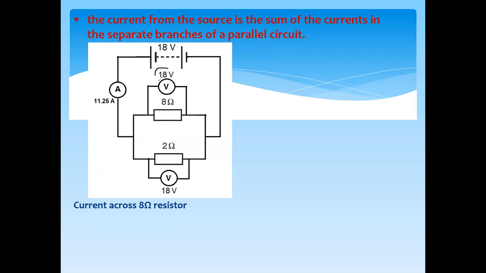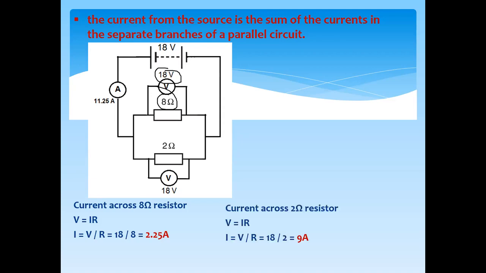As we know, the voltage is 18 and the resistance is 8. So we will use the formula V equals IR. If we need the current, current is voltage divided by resistance. So voltage is 18 and the resistance is 8. 18 divided by 8 is 2.25 ampere. And if we are finding the current in the 2 ohm resistor, the voltage is again 18 and the resistance is 2. So V equals IR, or I equals V divided by R. Voltage is 18 and the resistance is 2. So 18 divided by 2, we will get 9.